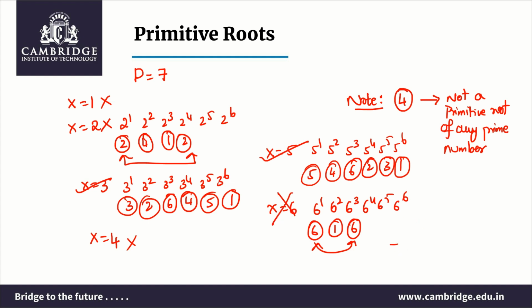Therefore, what are the primitive roots of 7? For 7, the primitive roots are 3 and 5. So likewise, you can find the primitive roots of any given number.